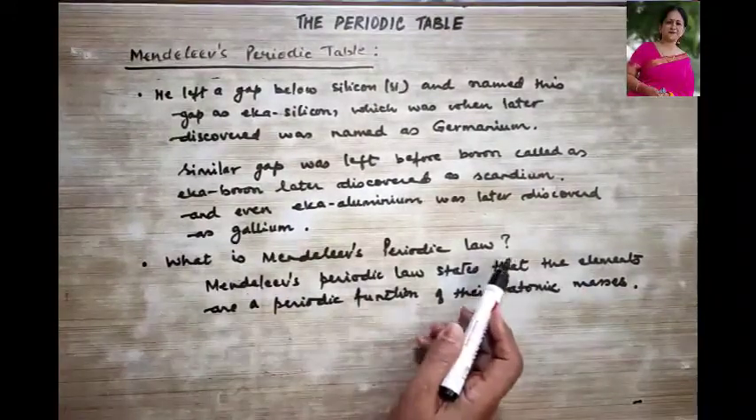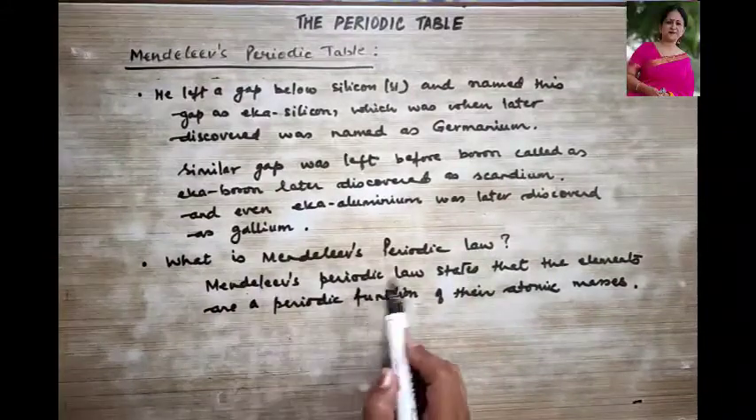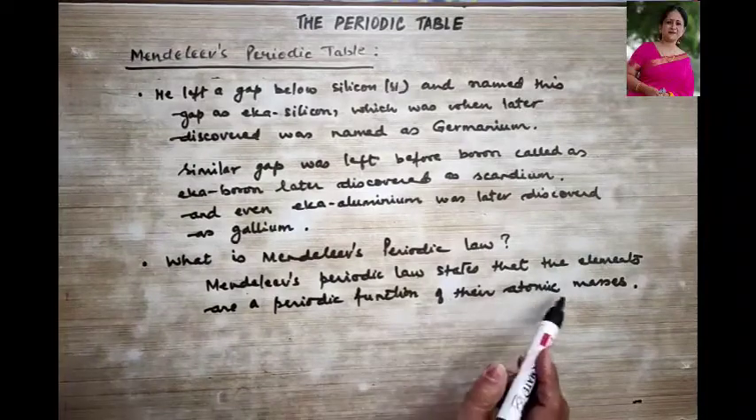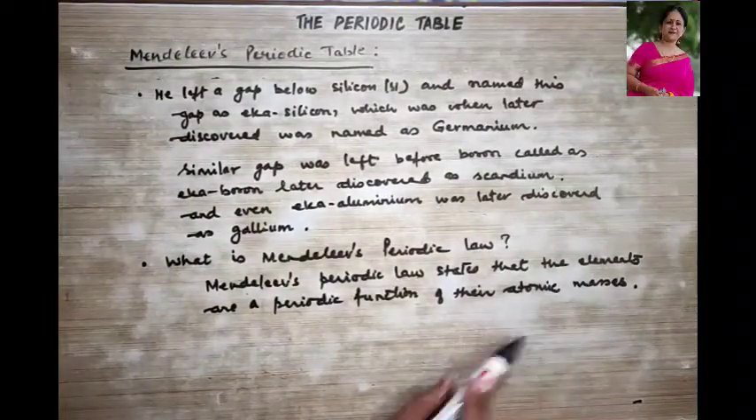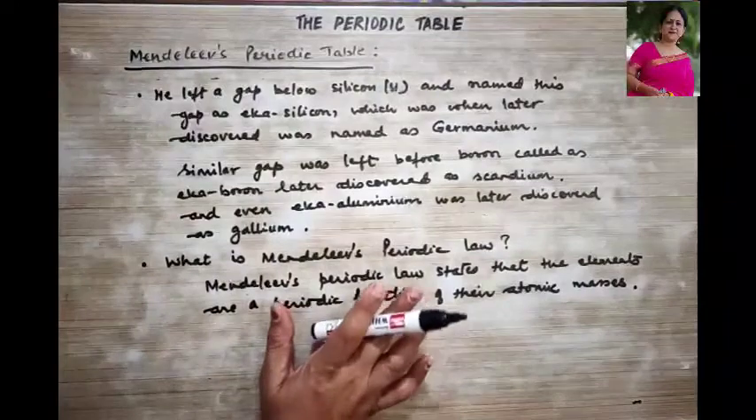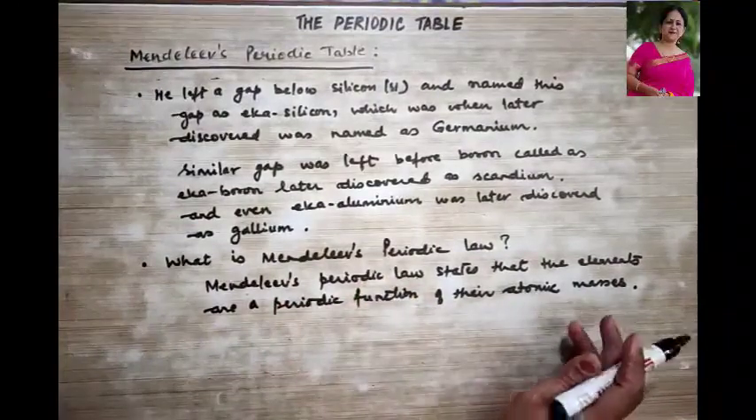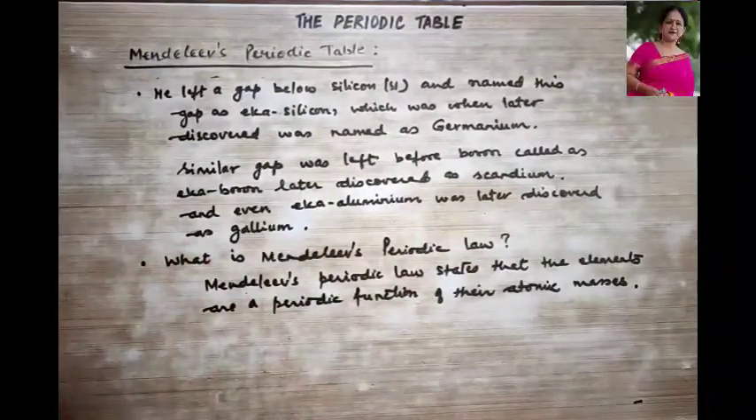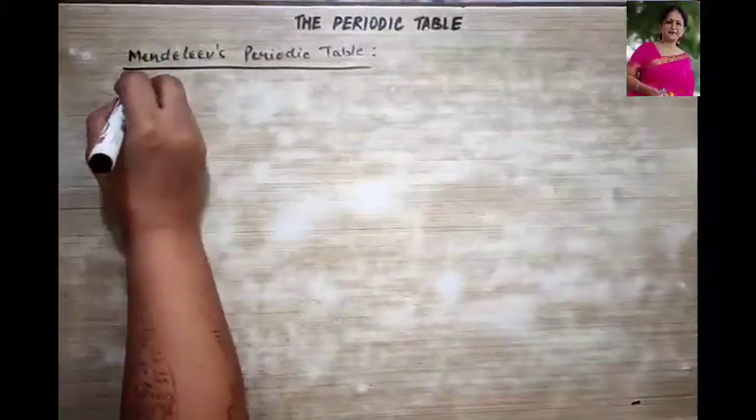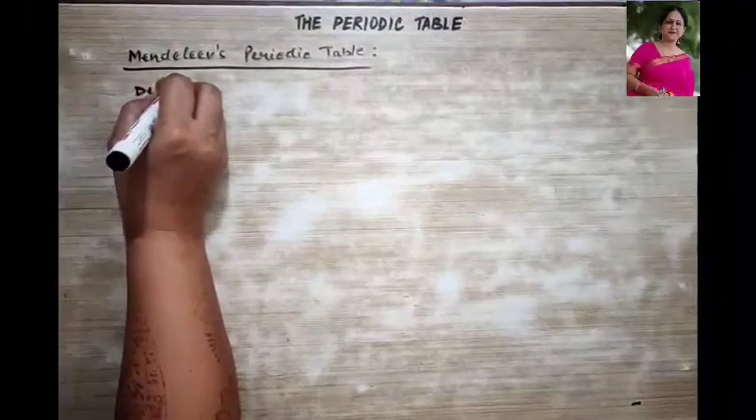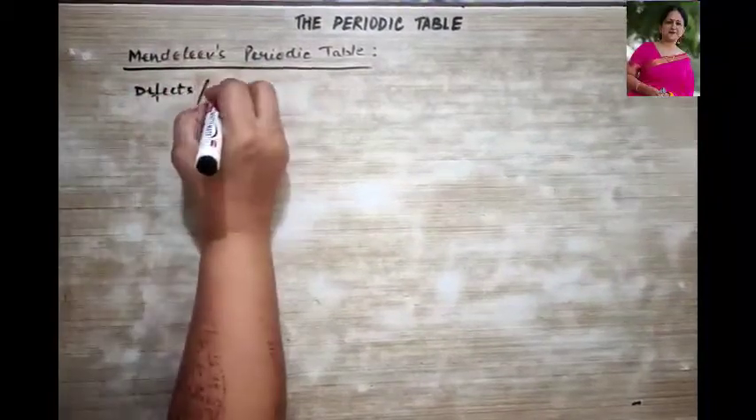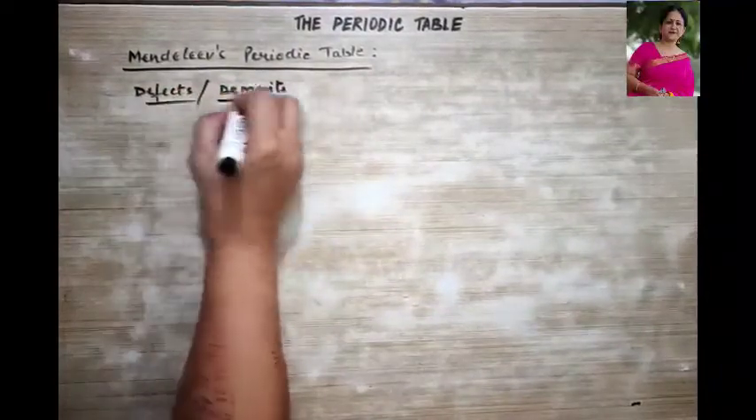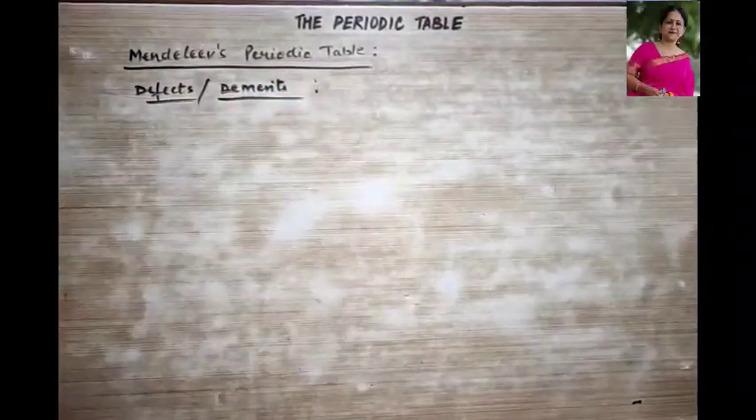What is Mendeleev's periodic law? Mendeleev's periodic law states that the elements are a periodic function of the atomic masses. That means he had arranged the elements in the form of increasing atomic masses. Is this all very clear to you? Now we come to the defects, or what we say demerits of Mendeleev's periodic law, we are going to study.